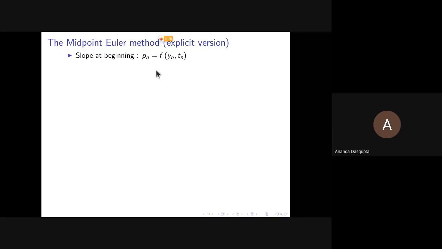You say, okay, let's start with a slope at the beginning of the interval. Let's call that Pn. This is the nth interval. So time at the beginning is Tn, y at the beginning is Yn. And what we are saying is, okay, the slope at the beginning of that interval is f of Yn comma Tn. Let's call that Pn. And we are going to use that slope to go to the middle point. That is, what we really want is this. We want the value of f at t equal to Tn plus h by 2 and y at Tn plus h by 2. This is the one which we don't really know, y at Tn plus h by 2.